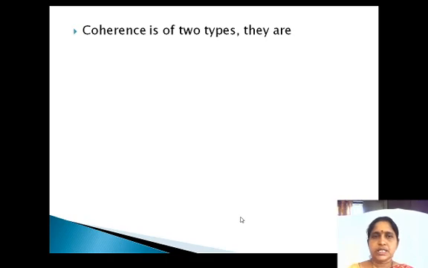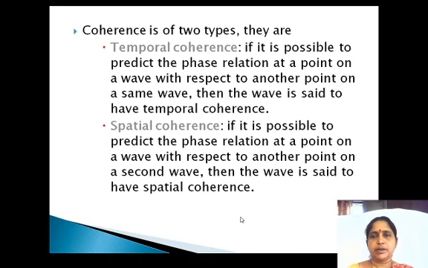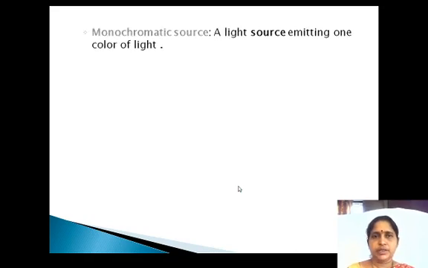Coherence is of two types: spatial coherence and temporal coherence. Temporal coherence: if you consider two points on the same wave, then that coherence is called temporal coherence. If we take points on two different waves, the phase relation with the other wave is called spatial coherence. So, temporal coherence and spatial coherence.